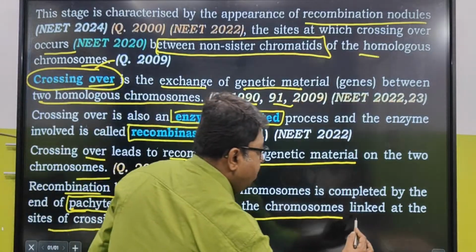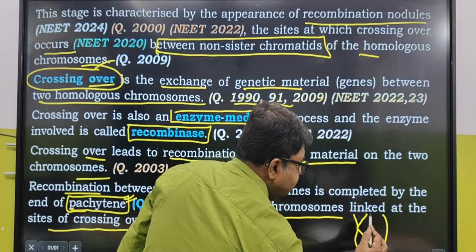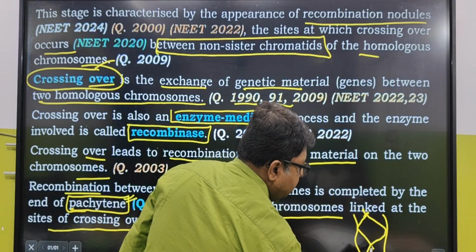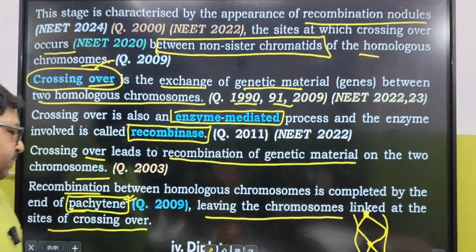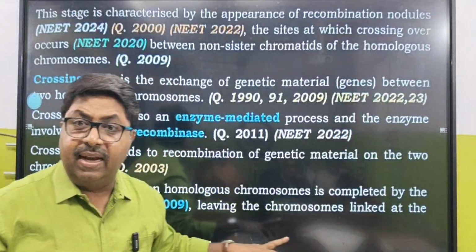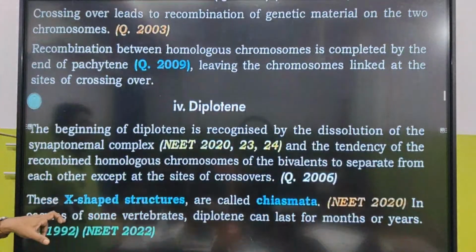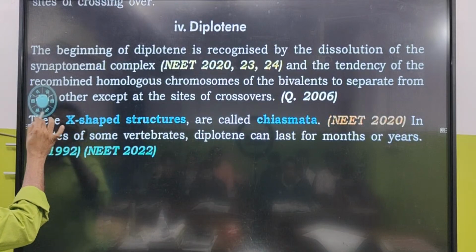So it remains in the form of what? Linked, at the sites of crossing over. So they remain linked at the sites of crossing over. And what is the point where they get linked? It makes an X-shaped structure called chiasmata. So what is the next stage? Diplotene. So what happens in diplotene?